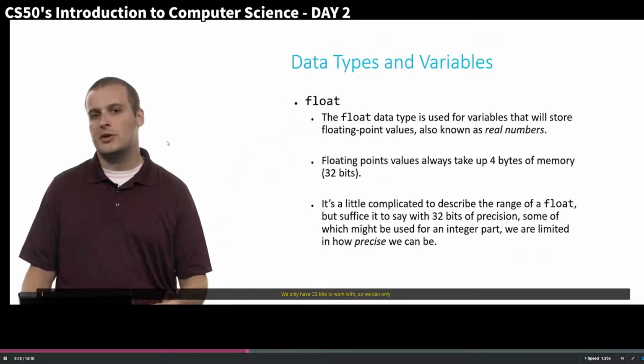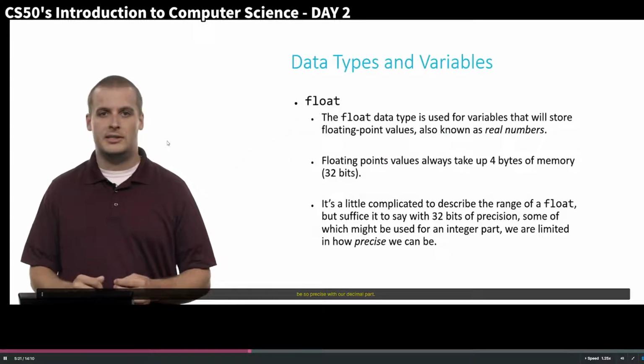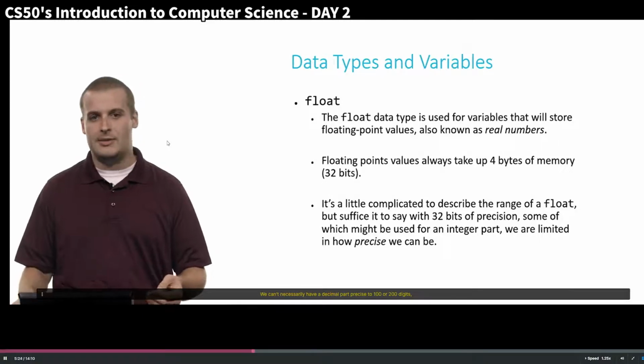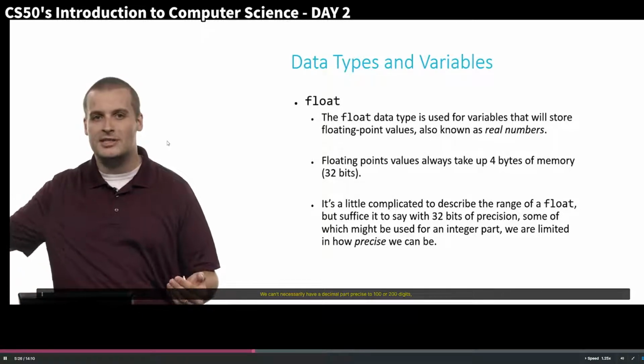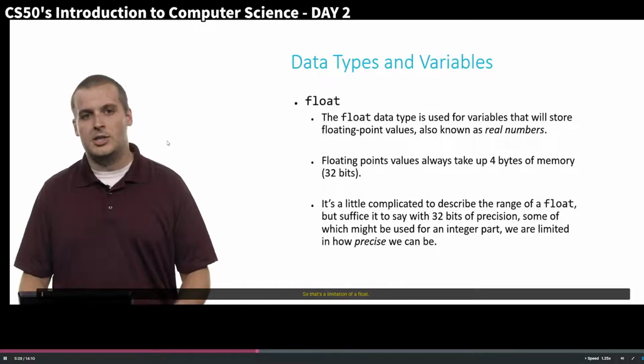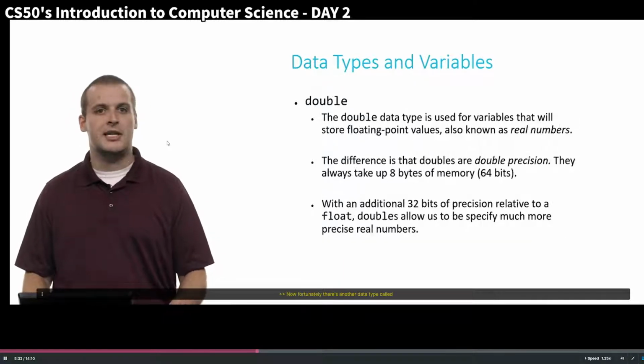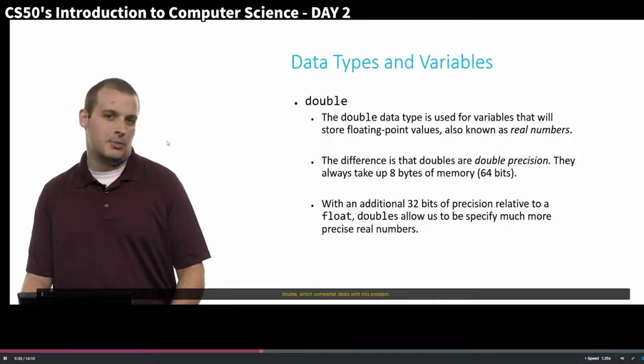We only have 32 bits to work with, so we can only be so precise with our decimal part. We can't necessarily have a decimal part precise to 100 or 200 digits, because we only have 32 bits to work with. So that's a limitation of a float. Now, fortunately, there's another data type called double, which somewhat deals with this problem.